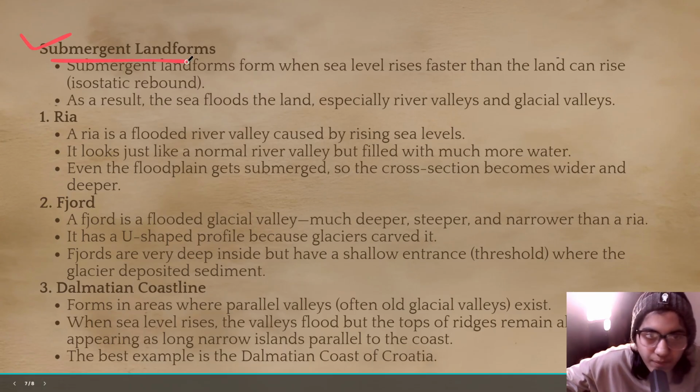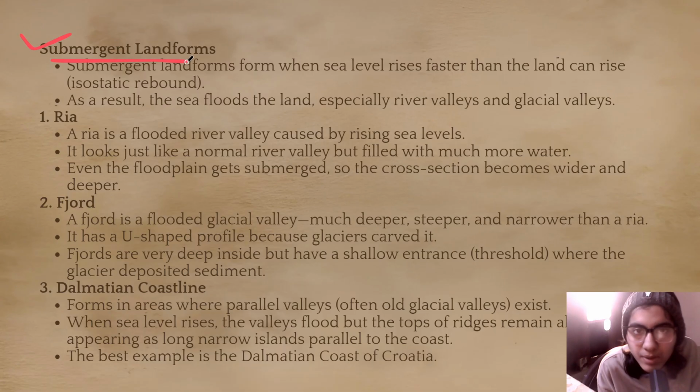Submergent landforms. So here something is submerging or sinking, and as the name suggests, it is the land. Submergent landforms form when sea level rises faster than the land can rise. As a result, the sea floods the land, especially river valleys and glacial valleys.